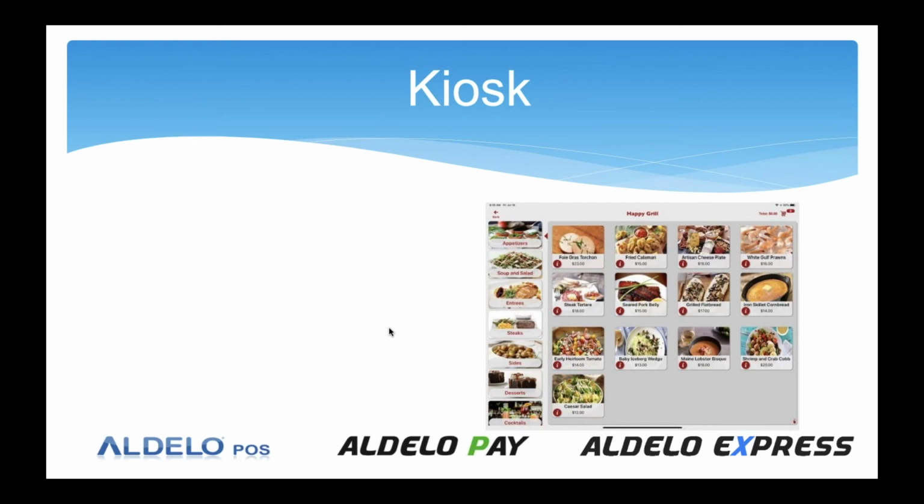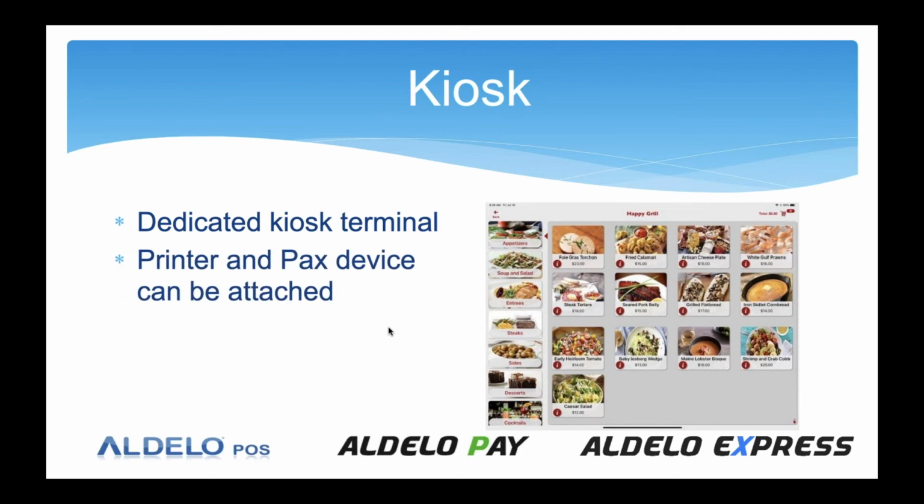And we also have a kiosk. This would be a dedicated kiosk terminal. This is not the Mesa stuff. This is an absolute physical terminal in the lobby. This terminal can have a printer and a PAX device attached to it. There's no cash drawer, but there is a printer and PAX device. So if the customer is entering their own order, they get a receipt with an order number. They go to the cashier and pay and pick up their food.